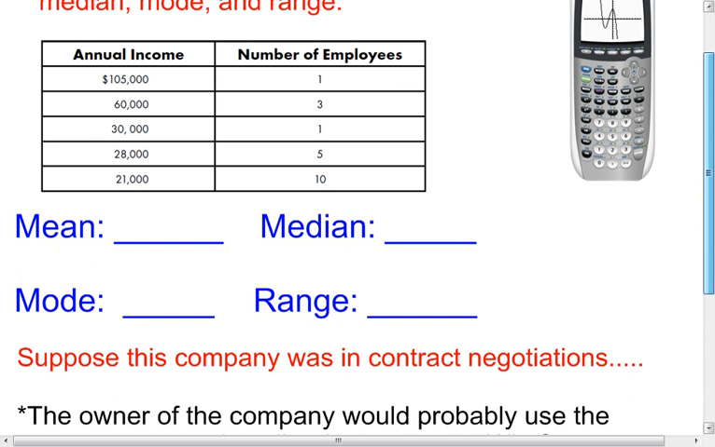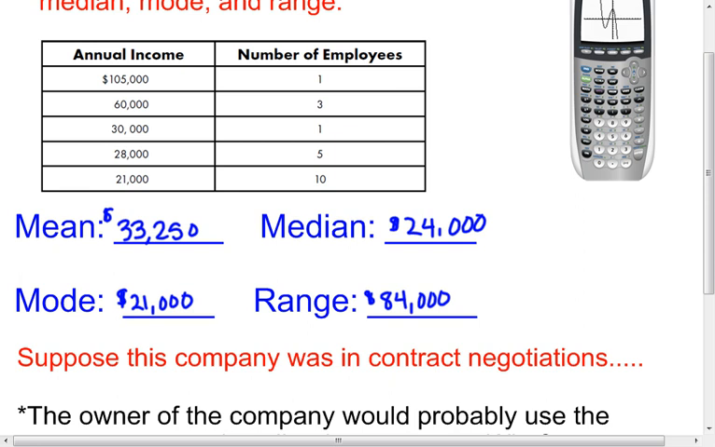If you do that on your calculator, as I taught you last time, your mean should end up being $33,250. Your median should be 24,000. Your mode, which we haven't really talked about, is the most common, the most popular piece of data on the list. In this case, that is 21,000. And the range is the difference between the min and the max, which in this case is 84,000. Hopefully you did those okay.